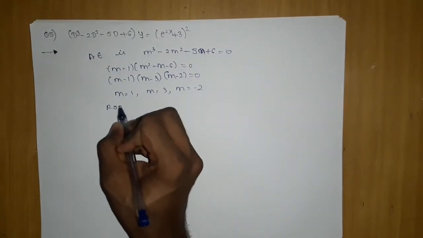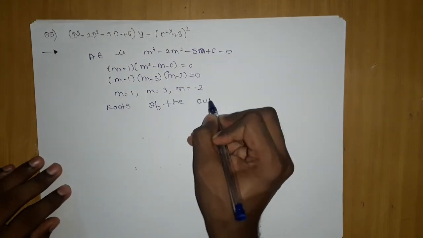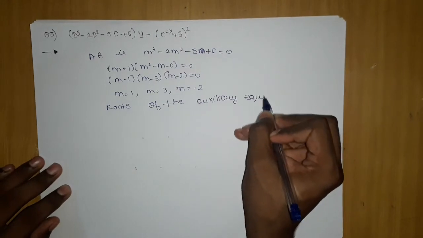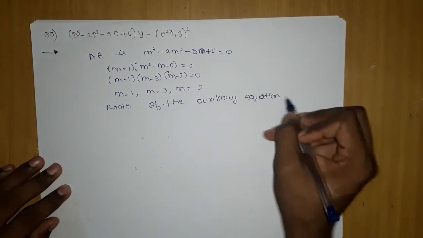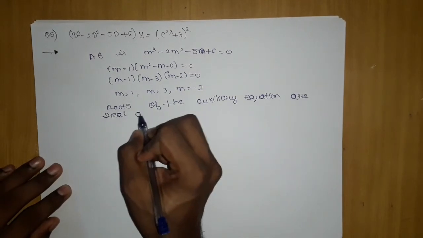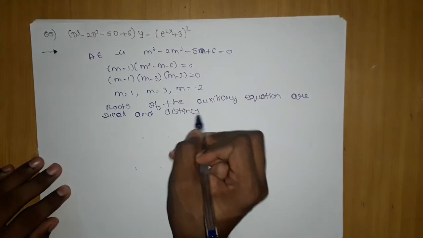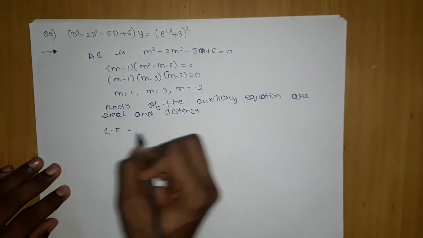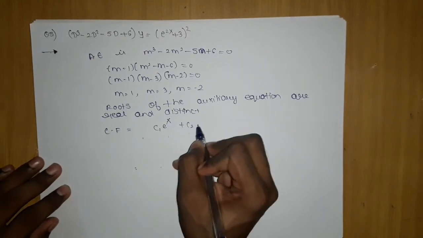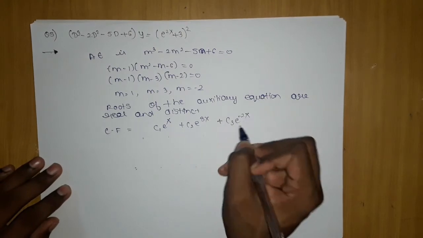So the roots of the auxiliary equation are real and distinct. We can say this because all the roots are different. So the complementary function is very easy: C1 e to the power 1x, C2 e to the power 3x, C3 e to the power minus 2x.